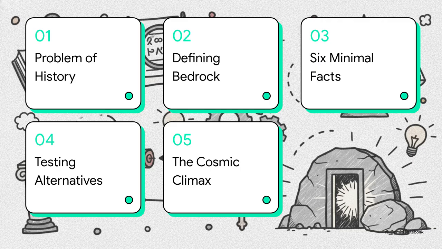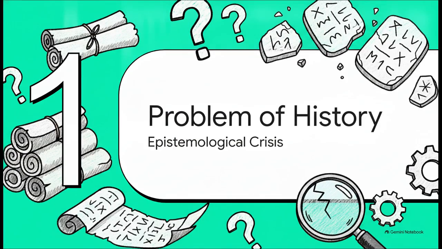Here is our investigative roadmap for today. We'll start with the problem of history, define our historical bedrock, lay out the 6 minimal facts, test the alternative theories, and finish up with the cosmic climax. All right, part 1, the problem of history, or the epistemological crisis.